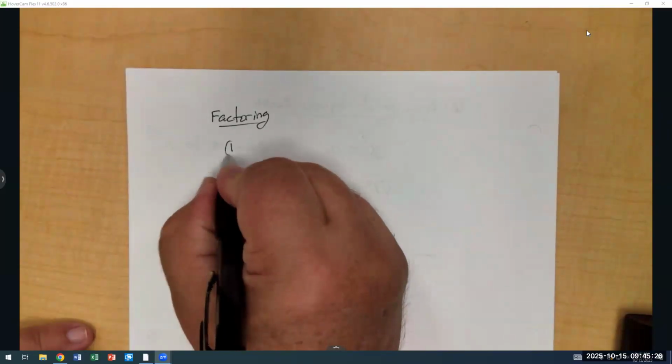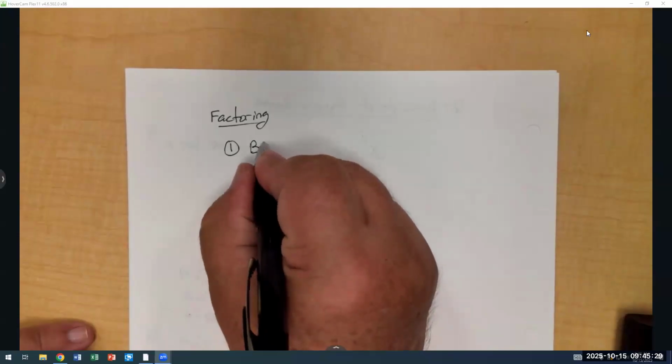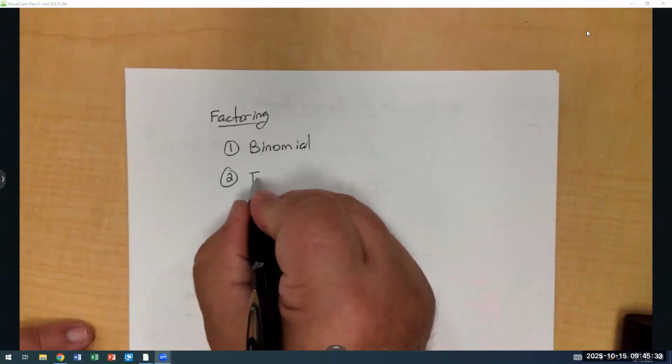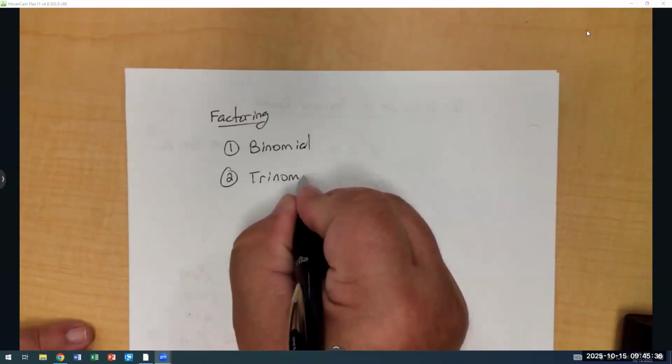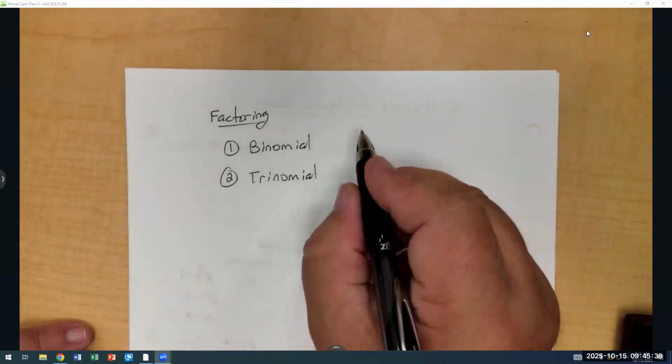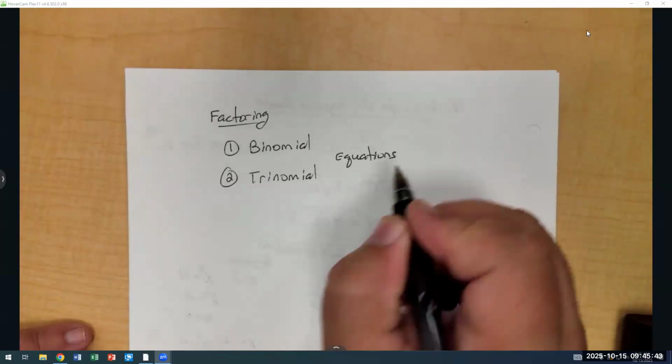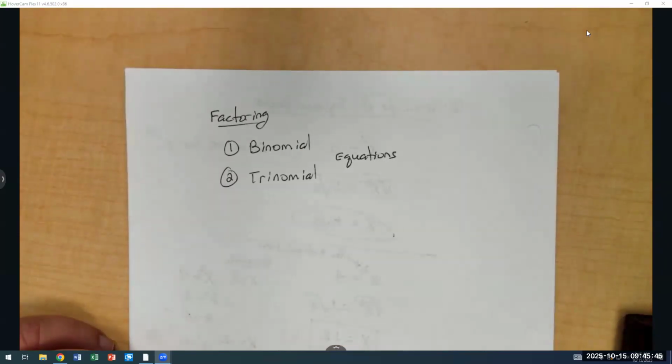When we factor, there are two types of factoring we'll deal with. Binomial and trinomial equations. What's the difference between binomial and trinomial? One's 2 terms, one's 3 terms, right?